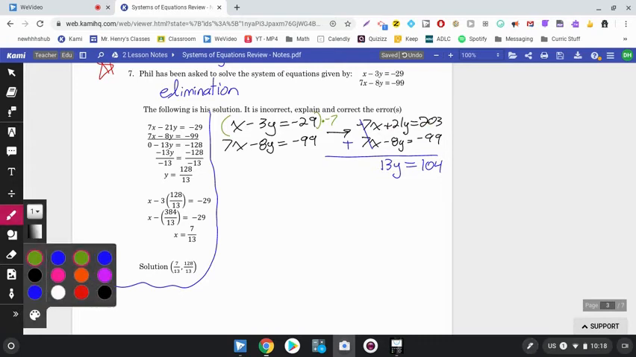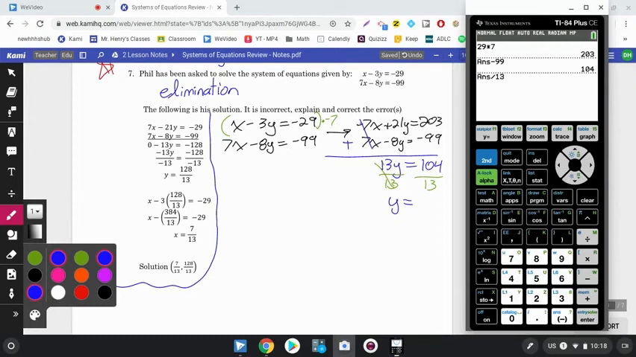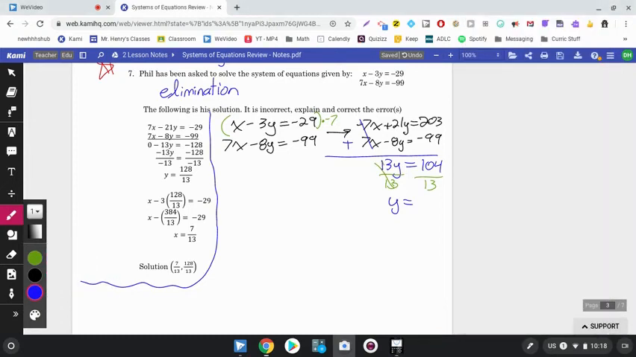Okay, from here I can solve very quickly. My divide by 13, divide by 13. Y equals 104 divided by 13, 8. Okay, y is equal to 8. And that's one of the best parts about elimination is my first variable is a really quick solve.